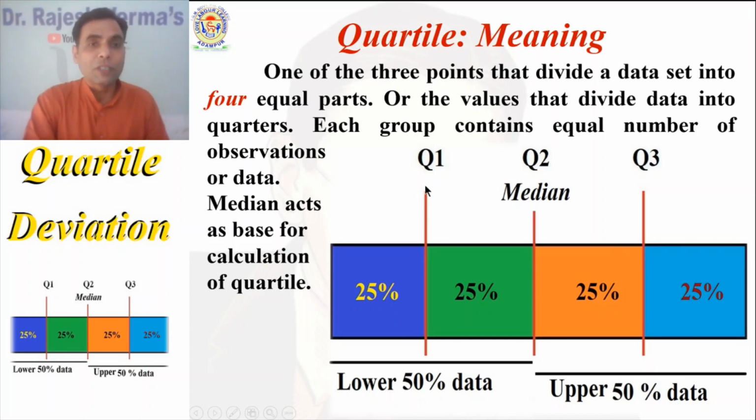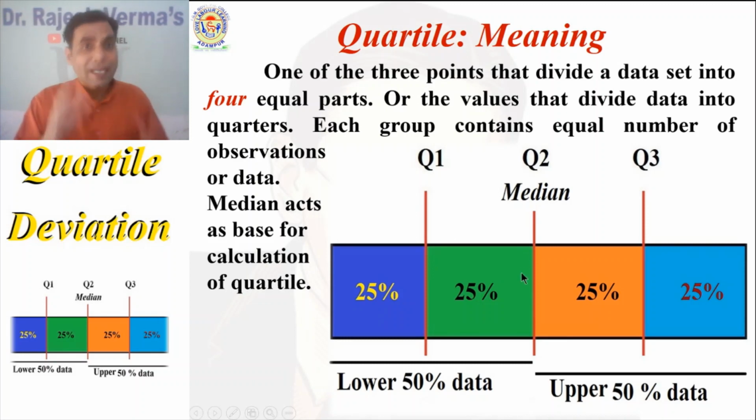The first one is quartile 1, the second one is quartile 2, and the third one is quartile 3. You must be able to differentiate between quartile and quarter. This is the first quarter, the blue one. The green one is the second quarter, the orange is the third, and this light blue is the fourth quarter. Whereas this line is quartile 1, this is quartile 2, and this is quartile 3. So this is all about the meaning of the quartile.